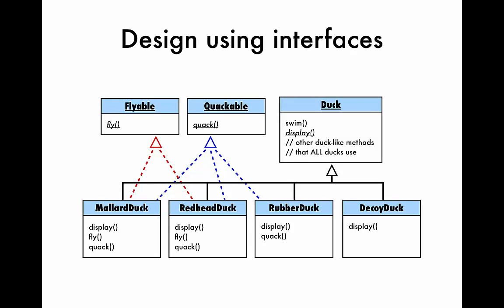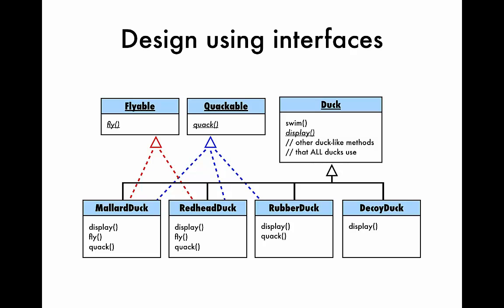In fact, you can do that by removing the methods from the abstract duck class and giving them their own interface. In this alternative design, we have a flyable interface containing the method signature for fly and a quackable interface containing the method signature for quack. The mallard duck class and the redhead duck class implement the flyable interface, and the mallard, redhead, and rubber duck classes implement the quackable interface. Rubber duck does not implement flyable, and decoy duck does not implement either interface.